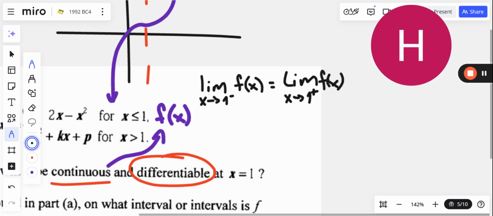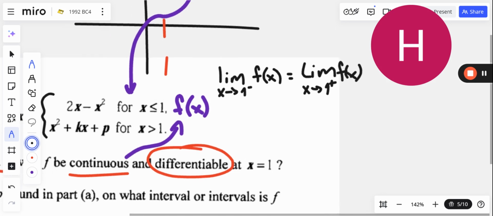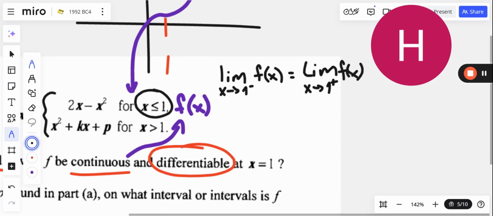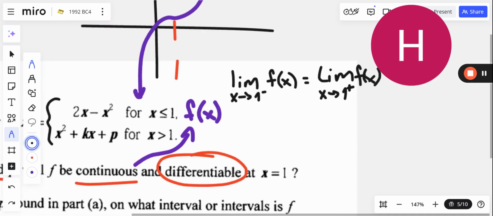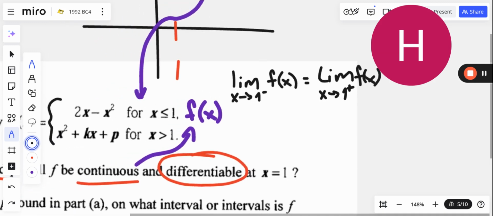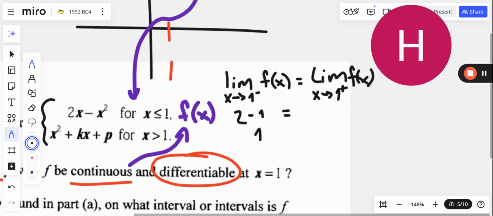And if they're equal, then they're going to the same place, and the left piece happens to be also defined at x equals 1. So that would also tell us f of 1. So let's see what that's going to give us. From the left, that's just going to give us 2 minus 1, which equals 1. On the right, that's going to give us 1 plus k plus p, which doesn't really simplify, so it's just 1 equals 1 plus k plus p.